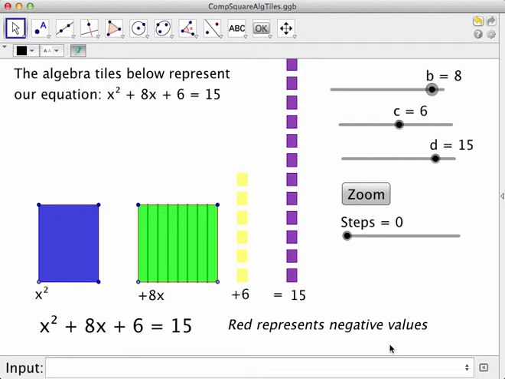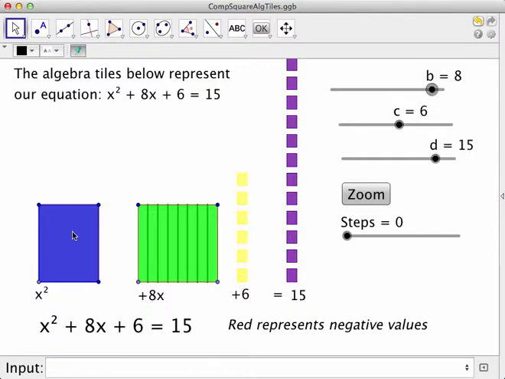We're going to look at the process called completing the square. Completing the square is a method we use to solve a quadratic. So for example, suppose that we had the quadratic we see here: x squared plus 8x plus 6 is equal to 15.